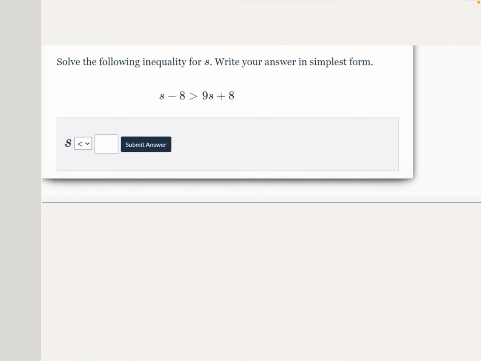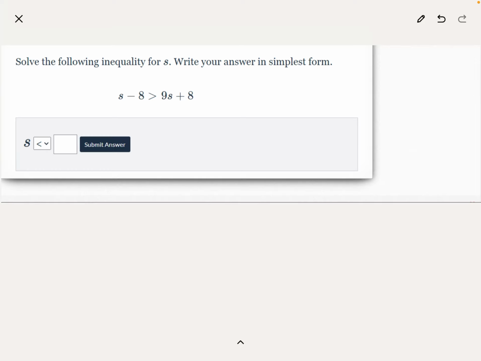Now, let's look at one more problem. Same thing, we're going to start by boxing all the variables, circling all the numbers, and drawing a line down through the inequality. So this is s minus 8 is greater than 9s plus 8.